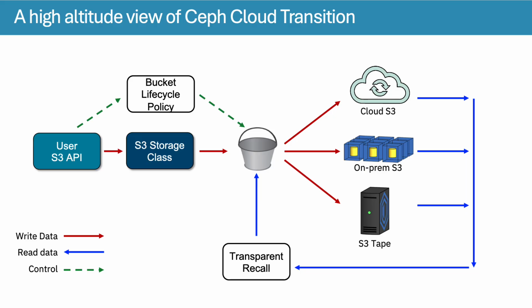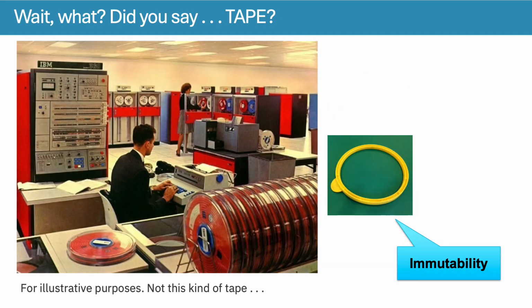That bucket lifecycle rule set will say, after a certain period of time, transition or move objects meeting the selection criteria outside of the cluster to some other resource: an on-premises S3 object store, an off-premises S3 object store in the cloud, or possibly even on-premises S3 enabled tape. Wait, what? Did you say tape? Yes, I did. Well, not this kind of tape.